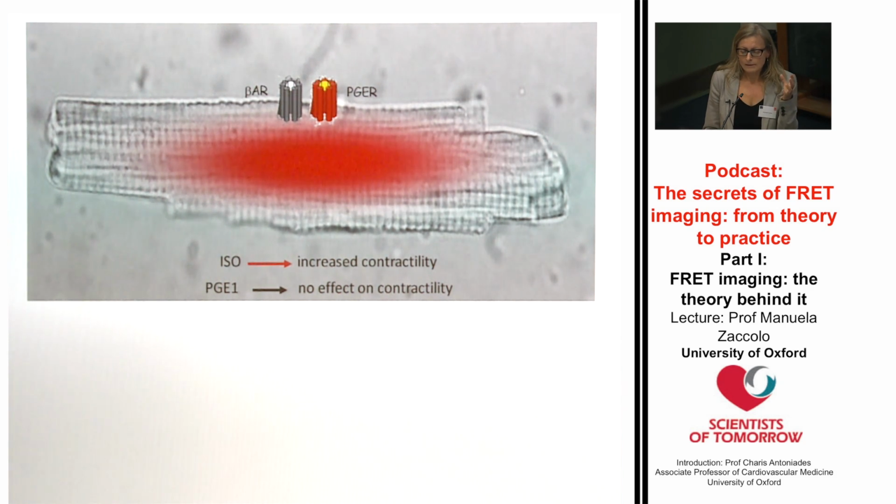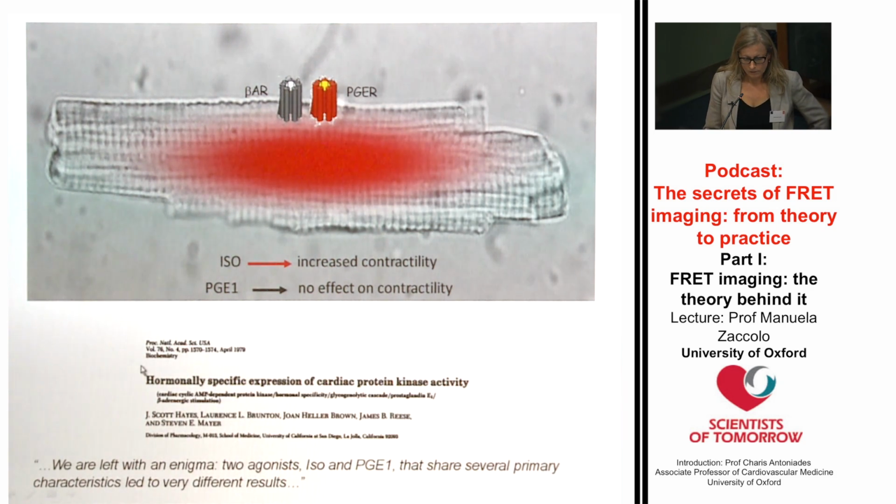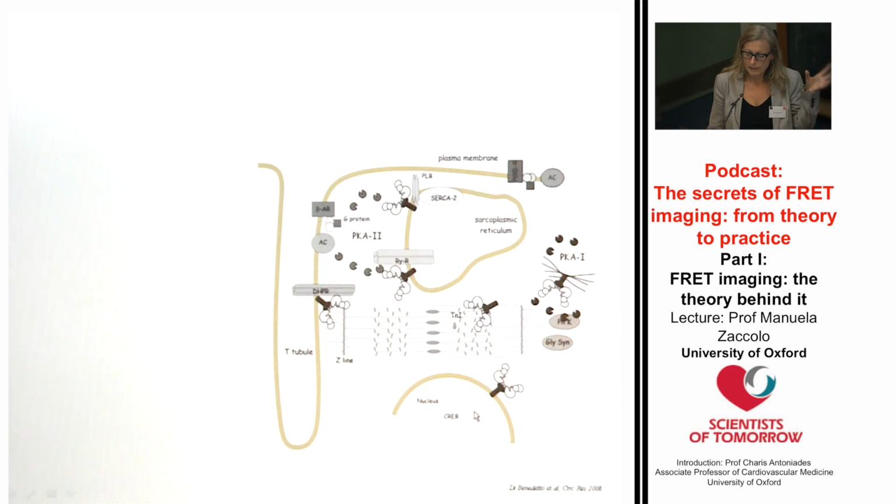So how come that the cell can produce different functional effects on stimulation of different receptors when the signal is carried by the same intracellular second messenger? And in this paper here in 1979, the author concluded the discussion with this statement: we are left with an enigma. Two agonists, iso and prostaglandin, that share several primary characteristics, led to very different results. And so by using this imaging approach, we were able to provide a mechanistic basis for this observation. And I just want very briefly to show you how we did this.